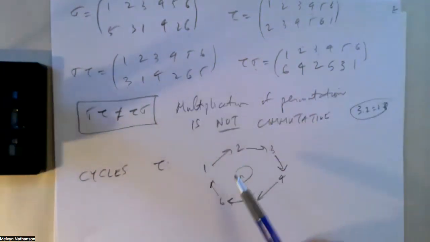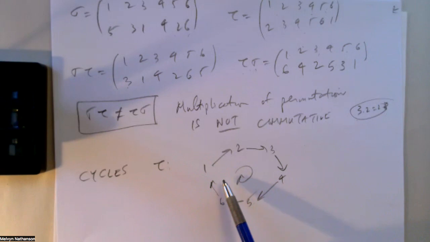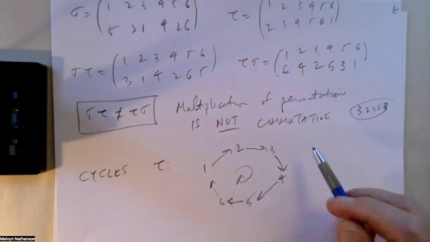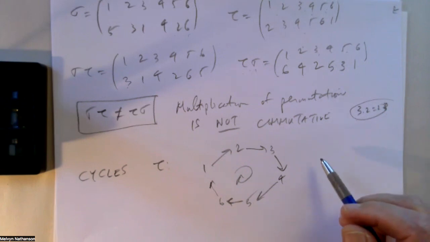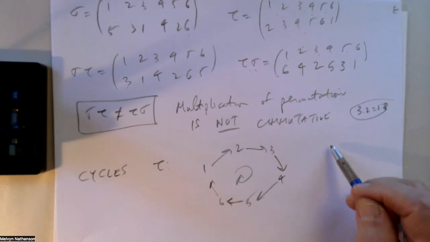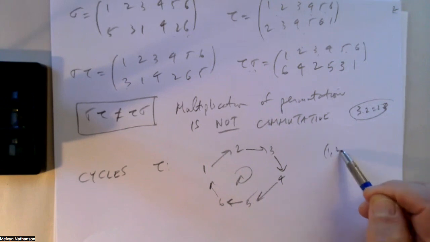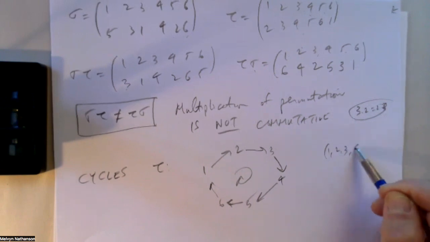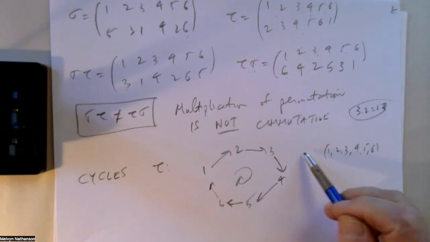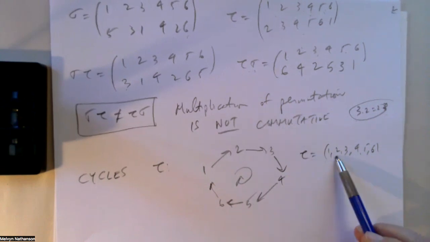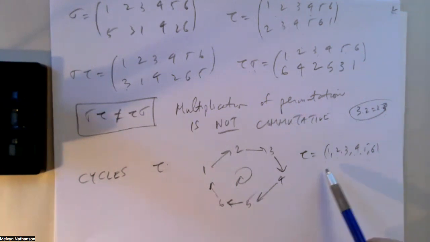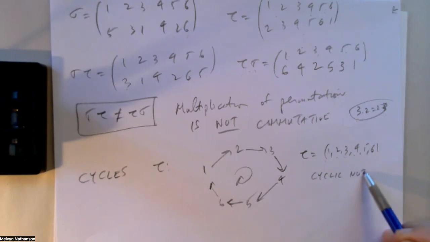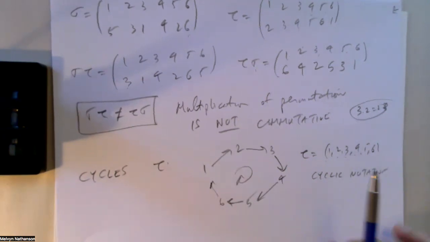Let's look at the permutation, and you notice this cycle includes all the numbers. So one way of writing a cycle is just as a sequence of, in this case, 1, 2, 3, 4, 5, 6. This means 1 goes to 2, 2 goes to 3, 3 to 4, 4 to 5, 5 to 6, and 6 back to 1. So this is cyclic notation for a permutation.